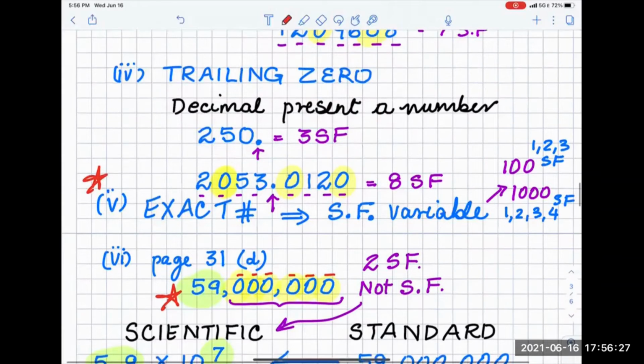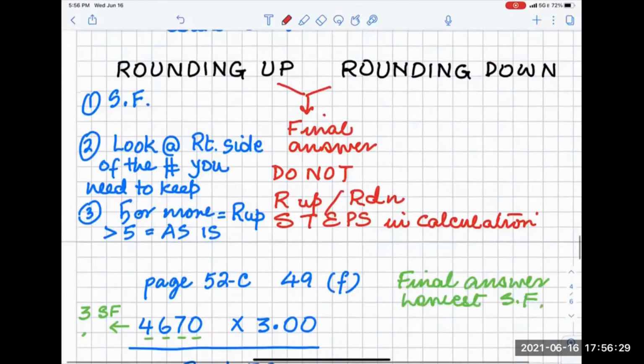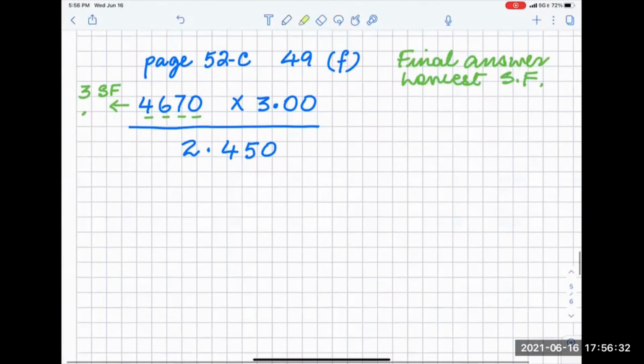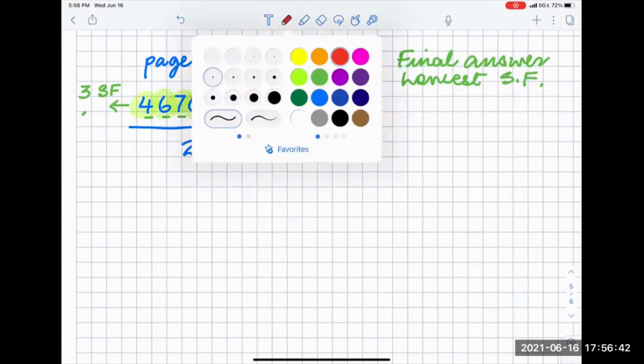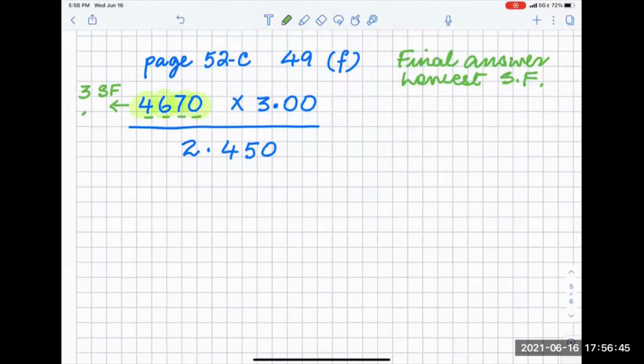With that said, here you have an exact number, and it has a trailing 0. That's why I said it could have 3 significant figures. If you write it in scientific notation, it could be 2 significant figures, or 3, or even 4 significant figures, because you're including the 0. So that's variable right here.